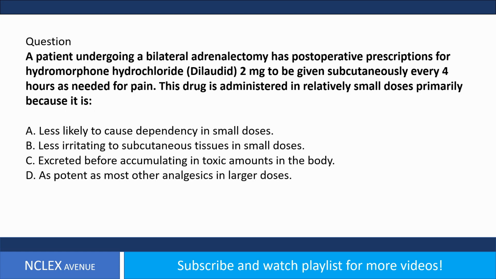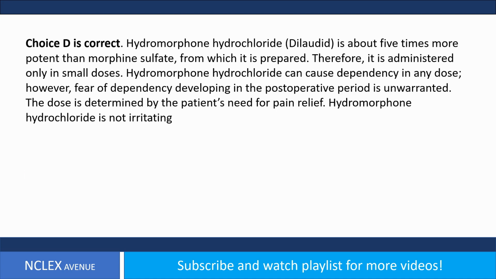Question. A patient undergoing a bilateral adrenalectomy has postoperative prescriptions for hydromorphone hydrochloride, Dilaudid 2 mg to be given subcutaneously every 4 hours as needed for pain. This drug is administered in relatively small doses primarily because it is A. Less likely to cause dependency in small doses. B. Less irritating to subcutaneous tissues in small doses. C. Excreted before accumulating in toxic amounts in the body. D. As potent as most other analgesics in larger doses. Answer. Choice D is correct.